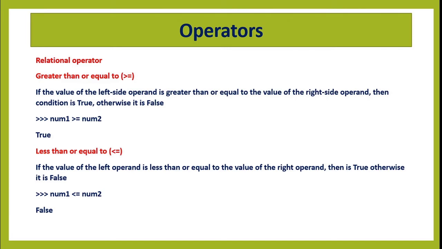If the value of the left side operand is greater than or equal to the value of right side operand, then condition is true. Otherwise, it is false. See the example. num1 >= num2. num1 value is 10, num2 value is 0. 10 is greater than or equal to 0. Yes, it is true.